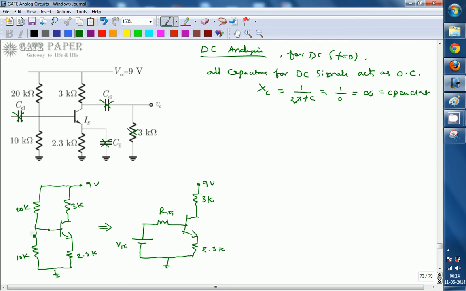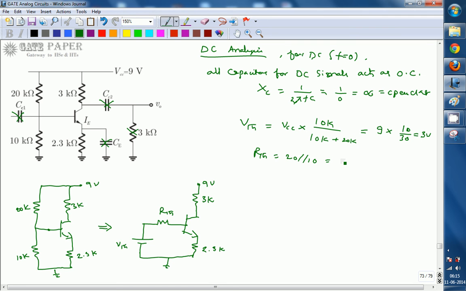voltage in series with Thevenin's resistance, where VTH you can calculate as VCC times the below resistance, 10K, divided by 10K plus 20K. That implies VCC is 9 into 10 by 30, which is 3 volts. So VTH is 3 volts. RTH value you can calculate like this: RTH is 20K parallel 10K.